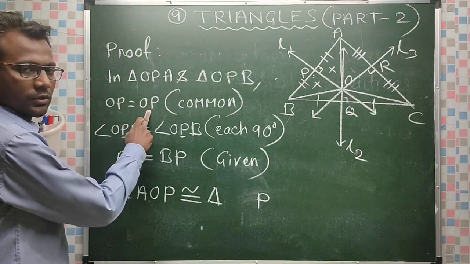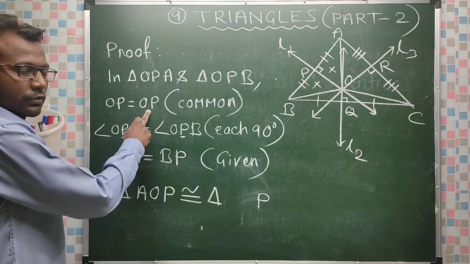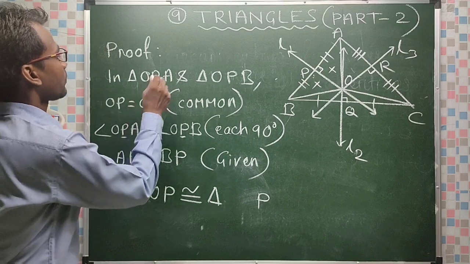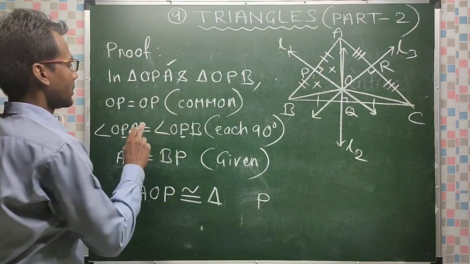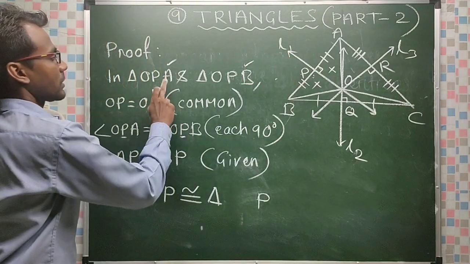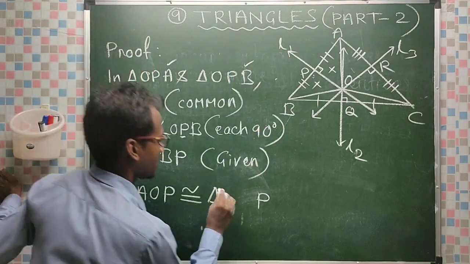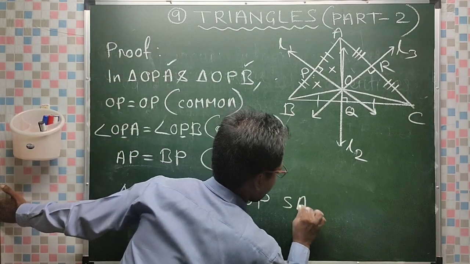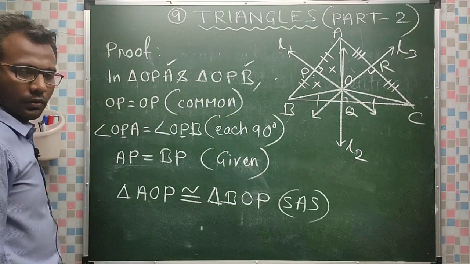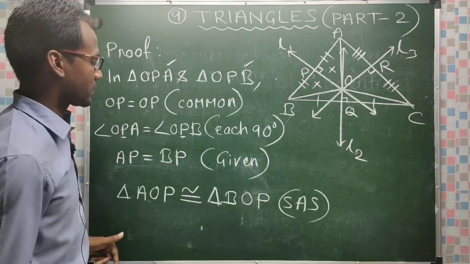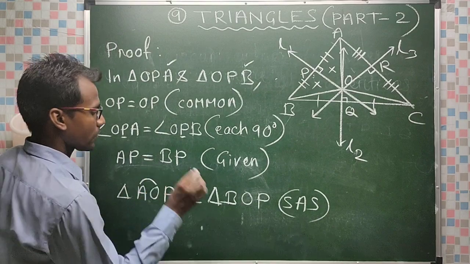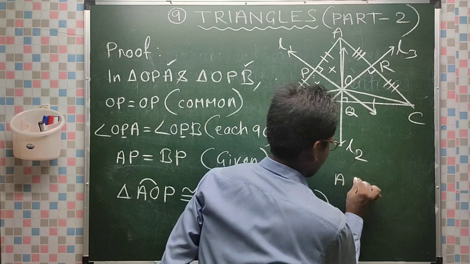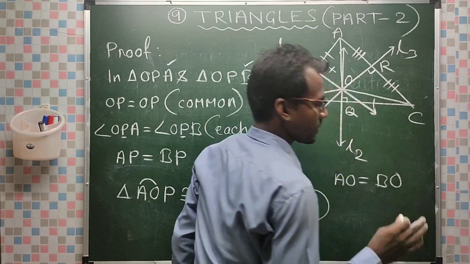OP and OP are corresponding sides, so the opposite vertices will be corresponding vertices. What are the opposite vertices? Opposite of OP is A. Opposite of OP is B. So A corresponds to B. A first, B first. So the last option is O. This is SAS postulate. Okay, SAS postulate. From this we can get AO is equal to BO. First part we got. Okay, AO is equal to BO.